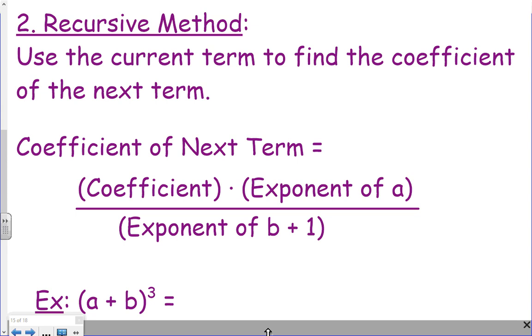And you'll divide that by the exponent of your current term for b plus 1. Now the book also says you can divide by the term number plus 1, but that's probably not a number you're keeping track of as you do this. So you are writing down the exponents of a and b as you go, so those are easy to come up with, and you're writing down the coefficient as you go.